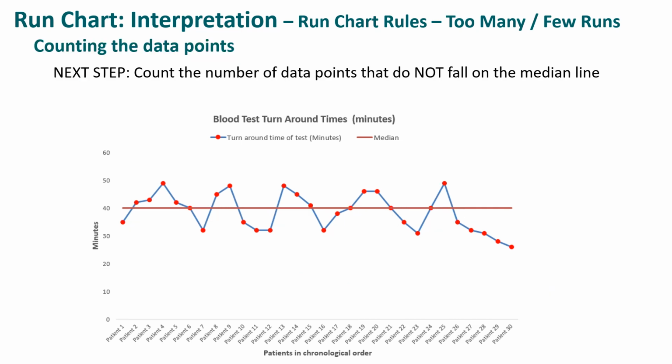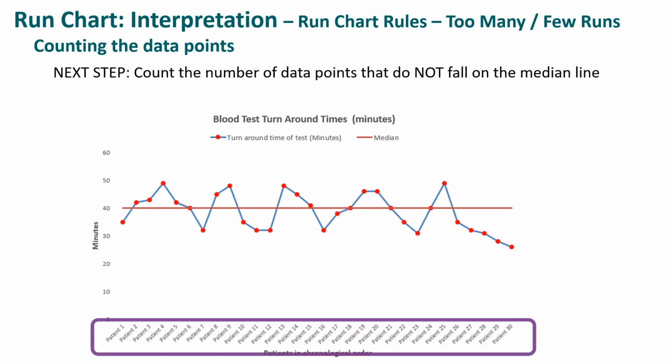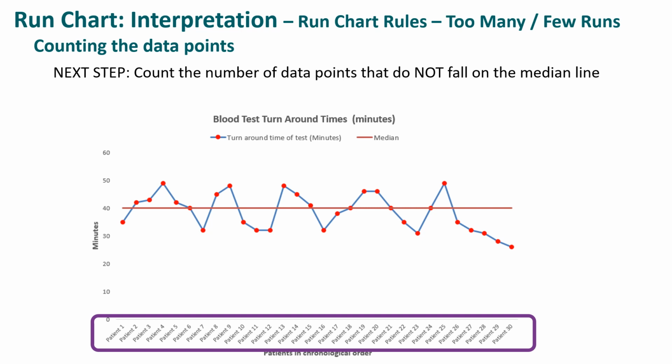And the next step is to count the number of data points that do not fall on the median line. So we've got 30 patients here, 30 data points, but we've got some that are falling onto the center line, so we don't count those. So it's 30 minus 4 is 26.